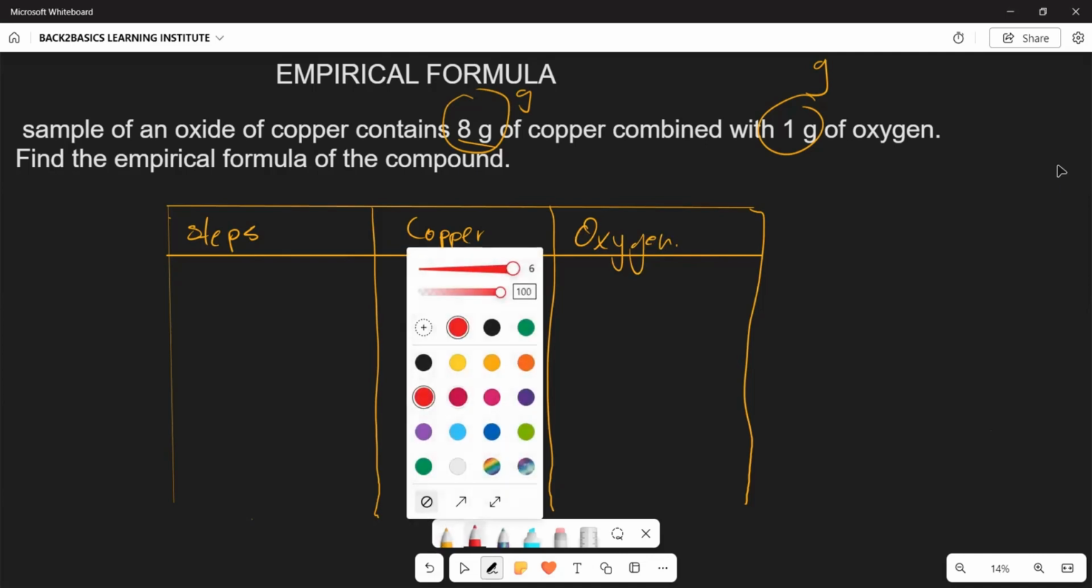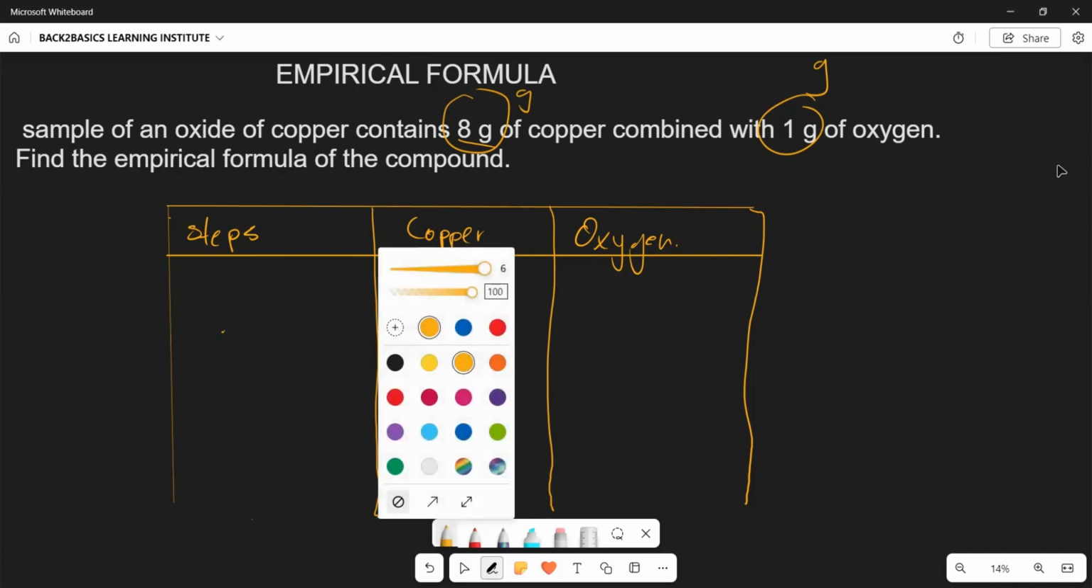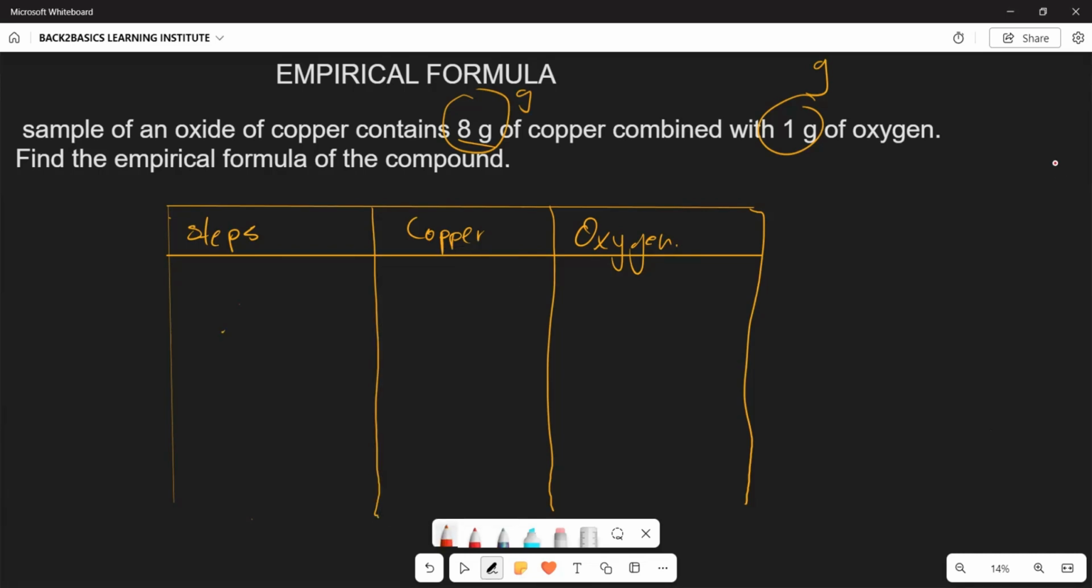So what we're basically going to do now is start here. The first step, step 1, is we are going to just represent the mass of the elements. Remember the first one was the percentage, but because now we don't have percentage, we are going to go straight to the mass. The mass of this element is your 8 grams, and this one is given by 1 gram.